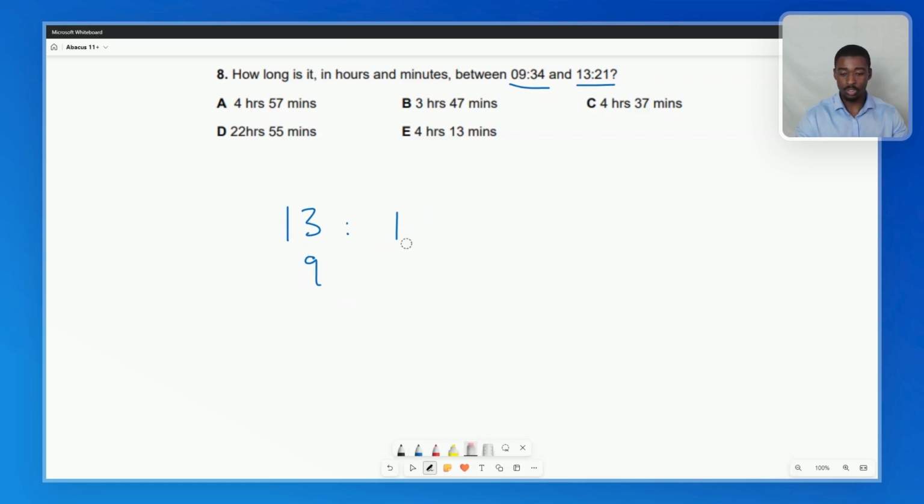Instead, we want to take it very methodically when we're working with clock times and simply go to the hour and then work out the number of hours and then simply go to the minute. So let's break down what I mean there.